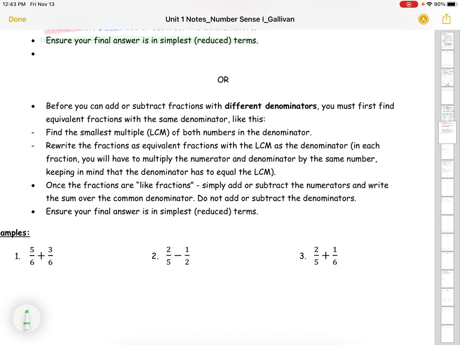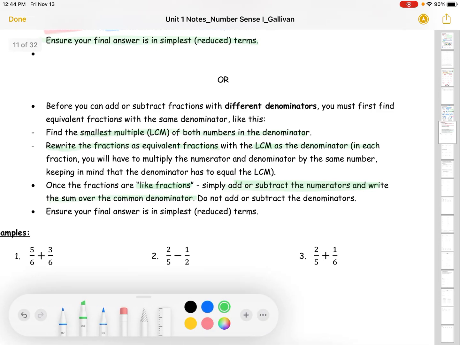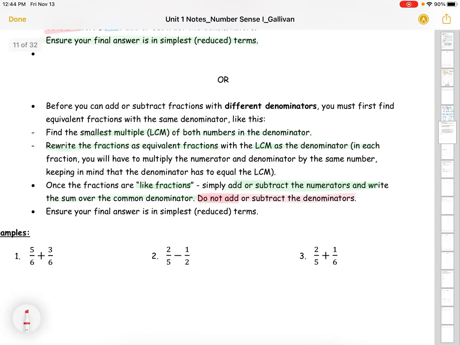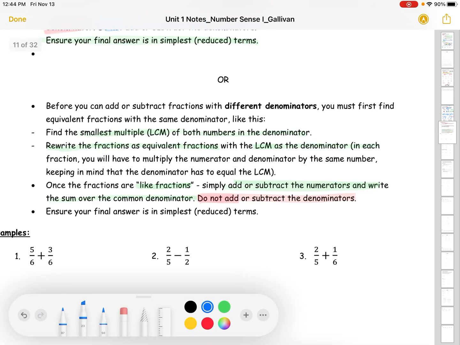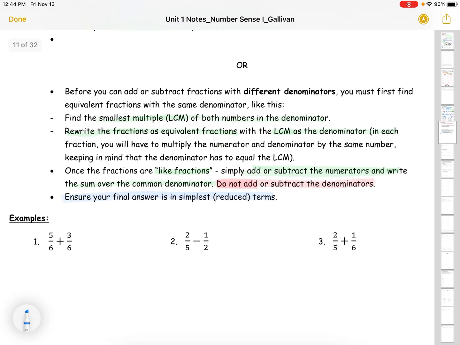But if those fractions have different denominators, you have to find equivalent fractions with the same denominator first. And this is how you do it. You find the lowest common multiple of both denominators, both numbers in the denominator. Rewrite the fractions as equivalent fractions with the lowest common multiple as the denominator. Once the fractions are like fractions, you can add or subtract the numerators and write the sum over the common denominator. Do not add or subtract the denominators. And then, of course, make sure that your final answer is in simplest or reduced terms.